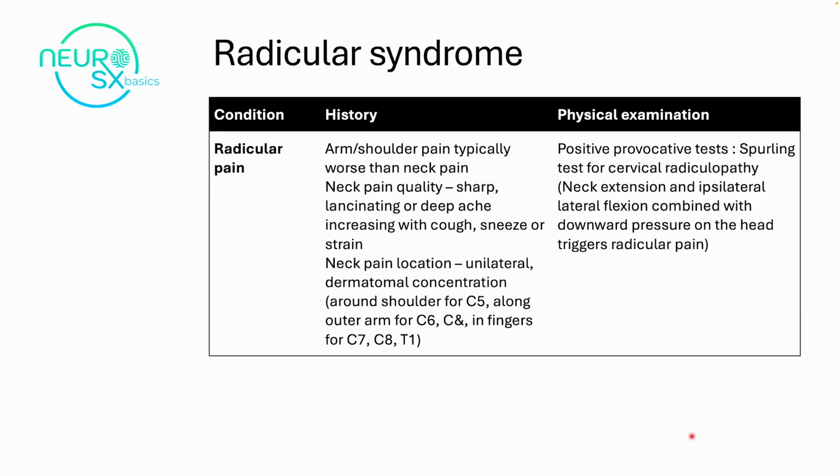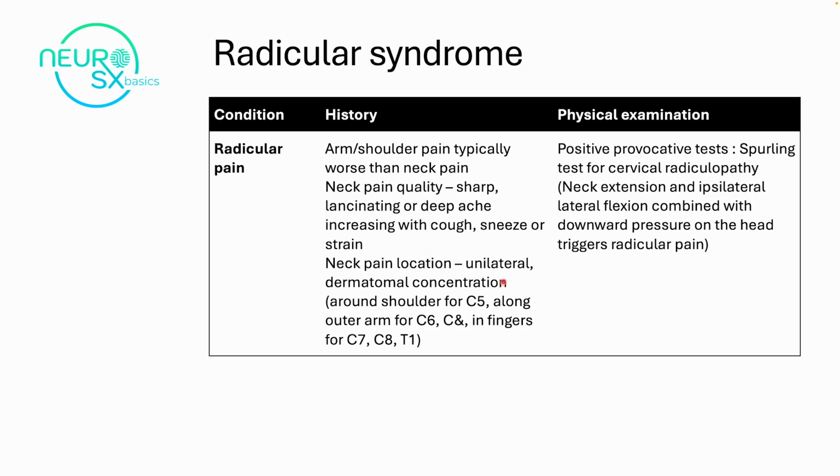Now, apart from the red flags indicating particular specific disorders, you can also have neck pain presenting with radicular syndrome, the same way that we had it for back pain. Now, radicular syndrome can present in 3 different types. There could be radicular pain, where the arm or shoulder pain will typically be worse than the neck pain. The neck pain will be sharp, lancinating, or a deep ache, and it will increase with cough, sneezing, or straining.